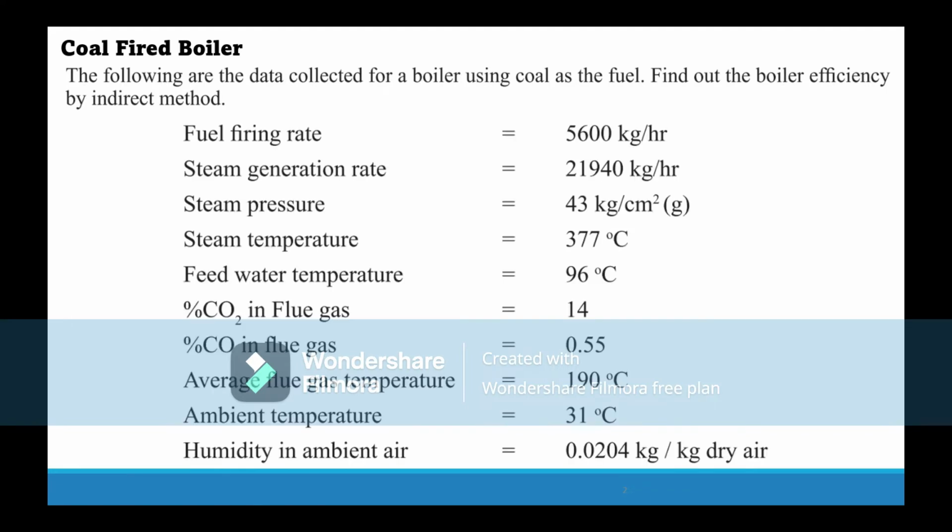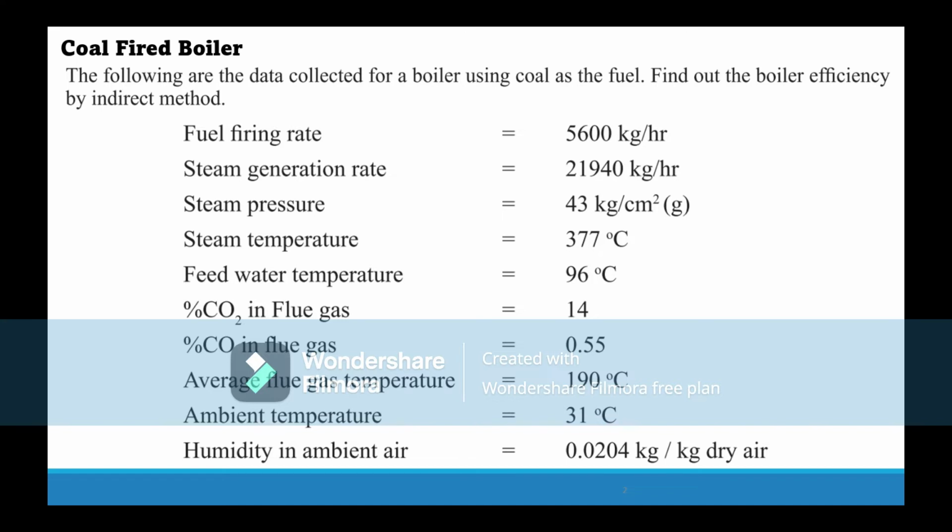The data for calculation is: fuel firing rate equal to 5600 kg per hour, steam generation rate equal to 21940 kg per hour, steam pressure 43 kg per centimeter square, steam temperature 377 degrees Celsius, feed water temperature 96 degrees Celsius, percentage of CO2 in flue gas 14% and percentage of CO in flue gas 0.55%. Average flue gas temperature is 190 degrees Celsius and ambient temperature is 31 degrees Celsius.